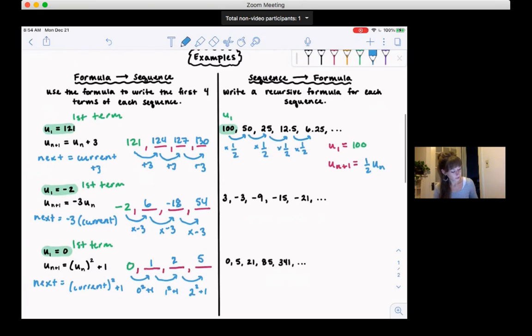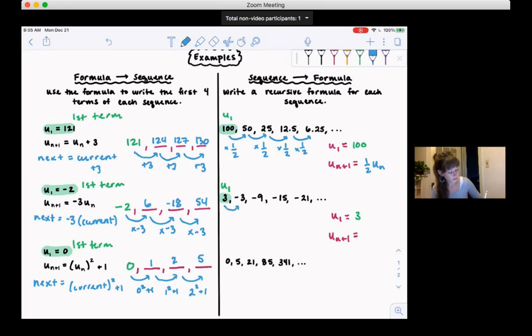All right, let's try another one. So we know we need u sub 1, and our rule for u sub n plus 1, the next term. u1 is easy, it's just the first term. So u1 is 3. And now we need to come up with our rule.